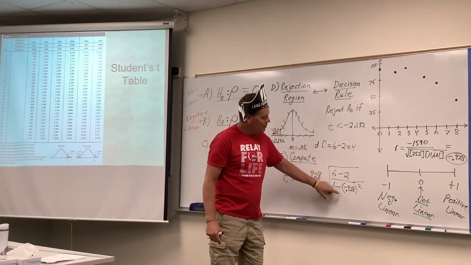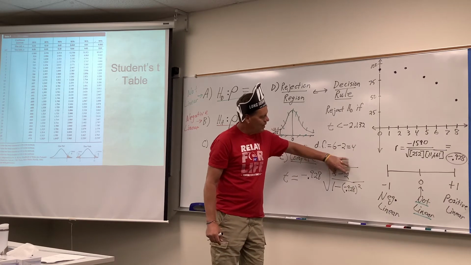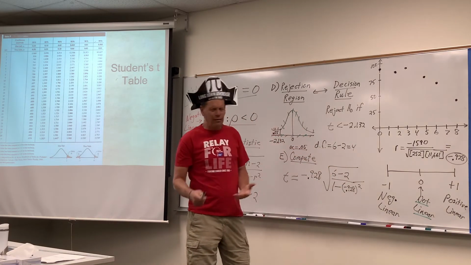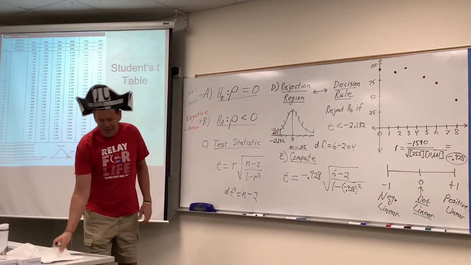And break this into steps: crunch this and write it down, crunch this and write it down, divide them, square root. It's order of operations. I'm not sure what else to say.